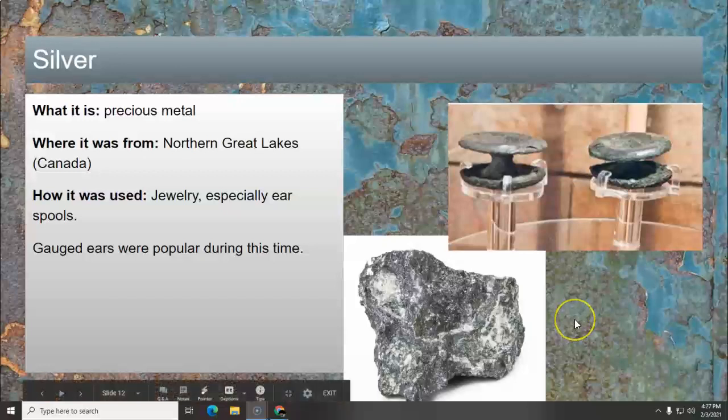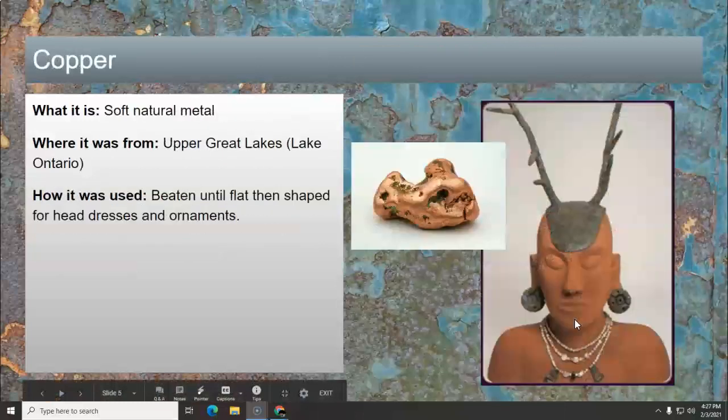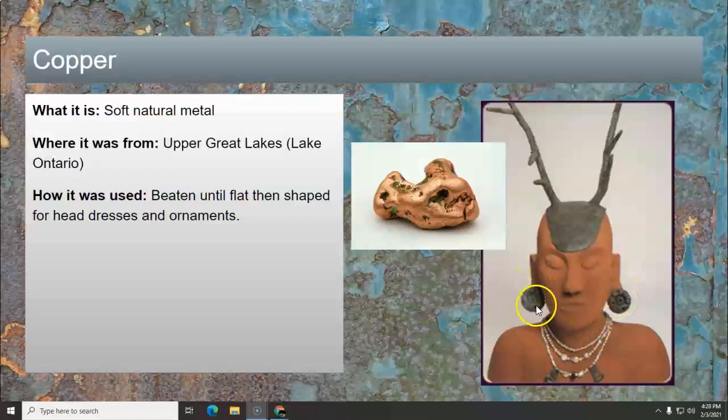If we flip back a moment to Deer Guy, you can see he's wearing ear spools. His are made of copper, and you can see how large they are. His ear isn't stretched out that whole way. His ear is just stretched out to go around that middle part.